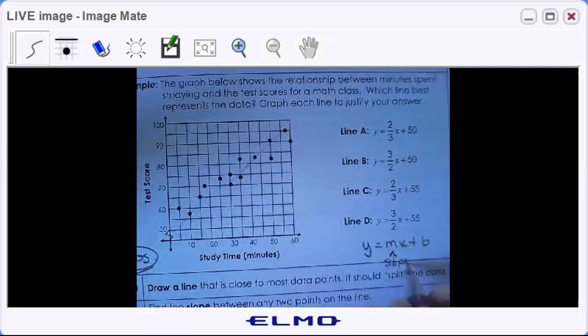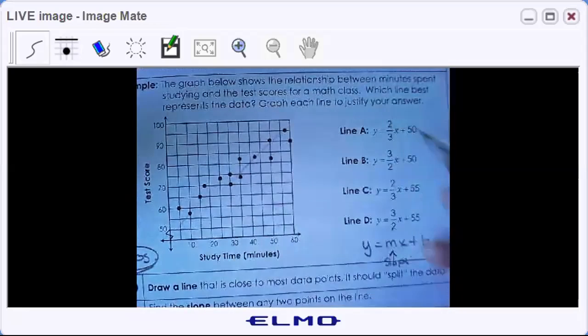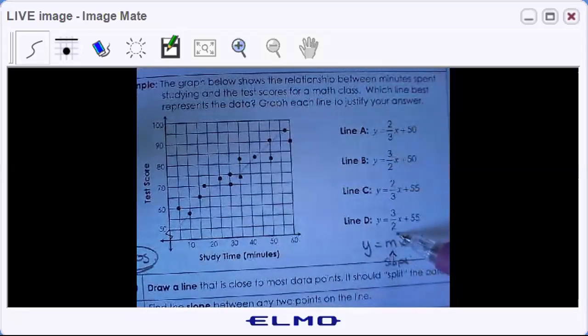Okay, so let's see. I'm going to look at 2/3, 3/2, okay? Now, the first thing I want to look at when I've got options like this: if this is heading in a positive direction, my slope needs to be positive. Well, when I look at this, that doesn't help me eliminate any choices, does it? Because all of these are positive.